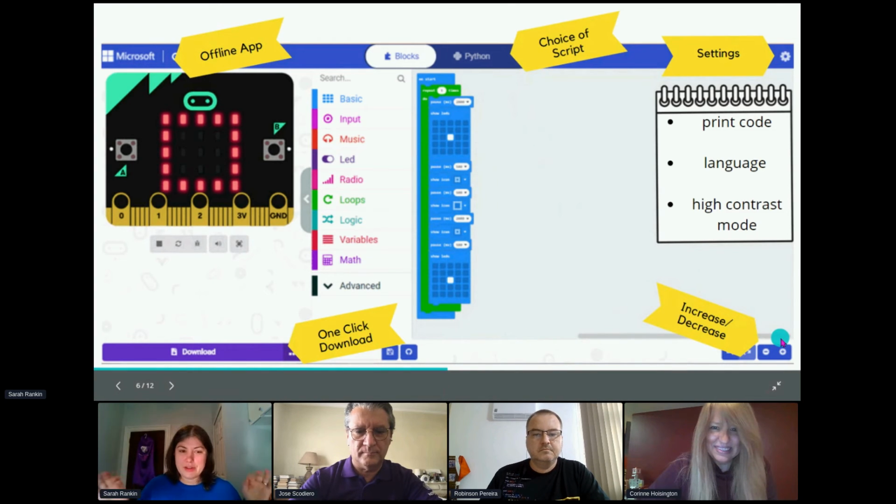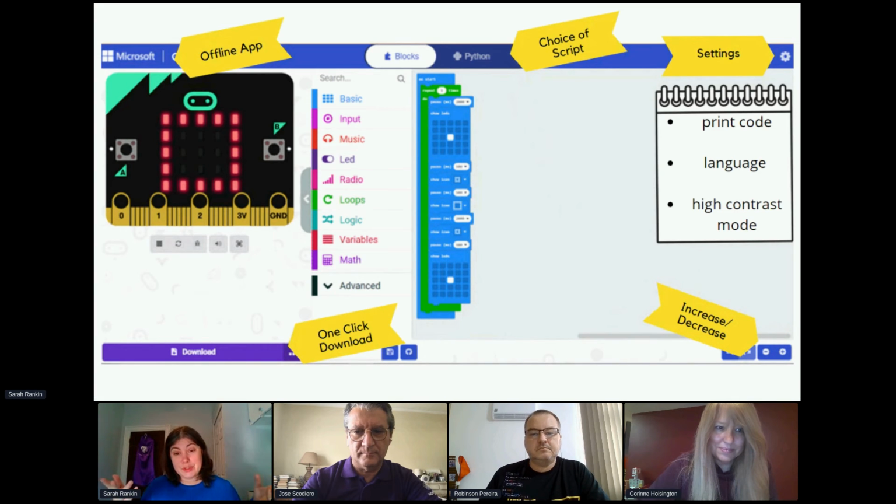Obviously, increase and decrease, it's a little thing, but it makes a world of difference when you have students who have low vision or students who just need to be able to focus on that one little bit of code instead of looking at a huge line of code.